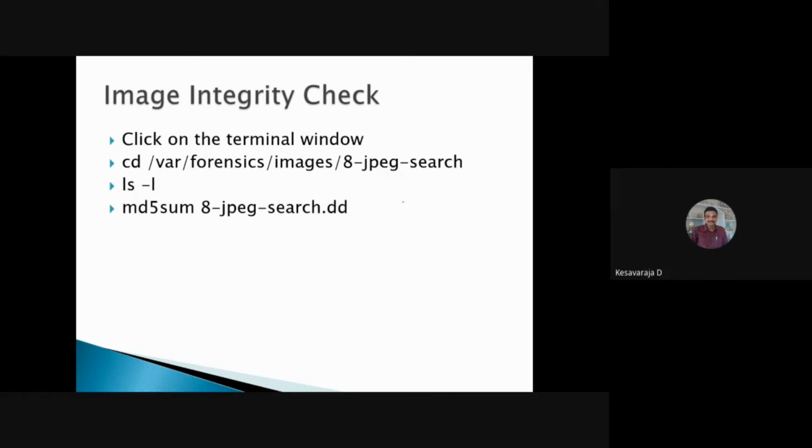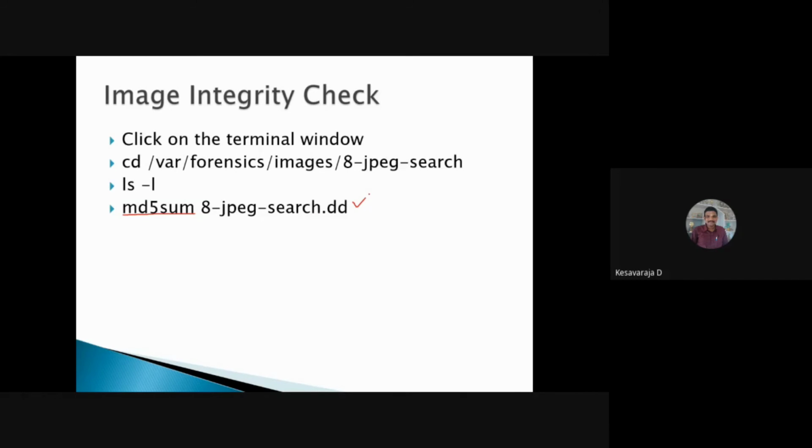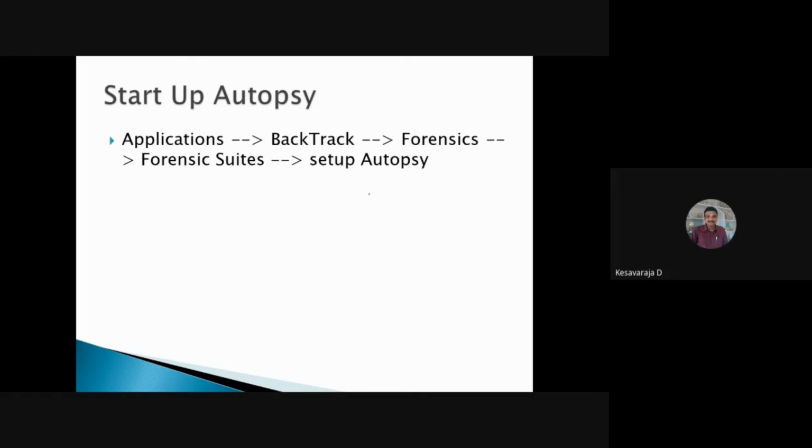Now I will generate the MD5 hash code for that dd file, with md5sum 8-jpg-search.dd. I am generating the hash value for that raw image file as an integrity check, to see whether the image is valid or not. After the MD5 check confirms the image is correct, I will open the Autopsy software.